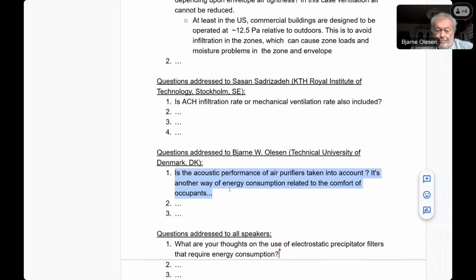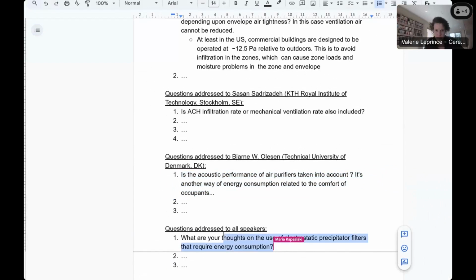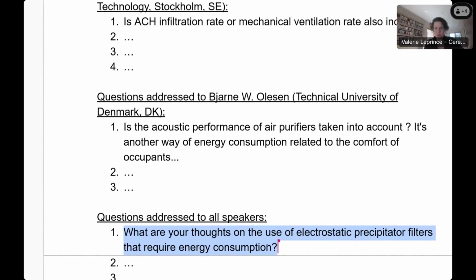Good, thank you. And the other question we have is addressed to all speakers. So, what are your thoughts on the use of electrostatic precipitator filters that require energy consumption? I can, Bjarne speaking, I can say some. In how to evaluate if they provide any clean air, we use this KPI, clean air efficiency, the energy consumption of the device is taken into account.